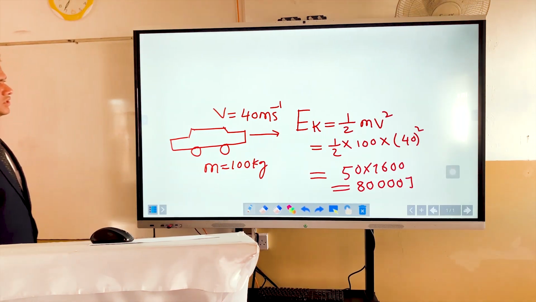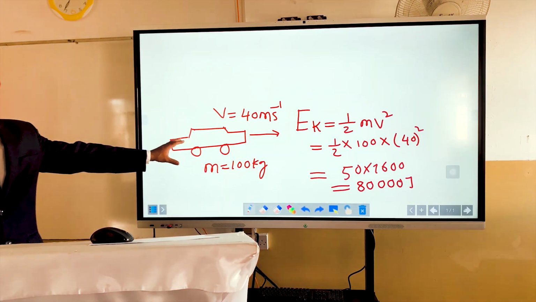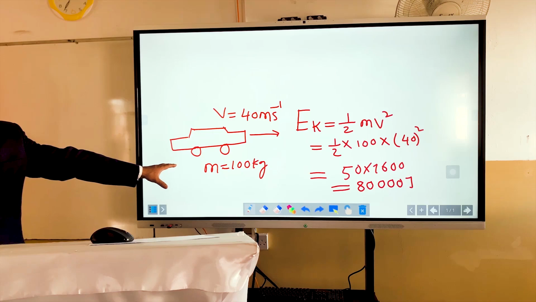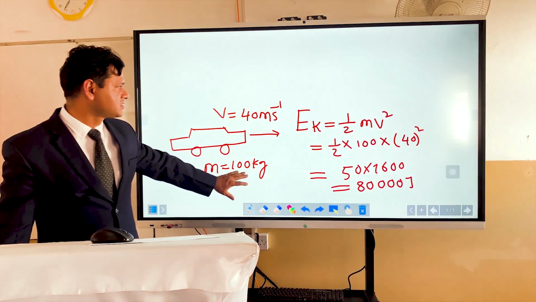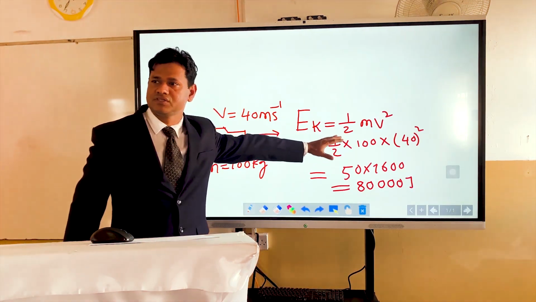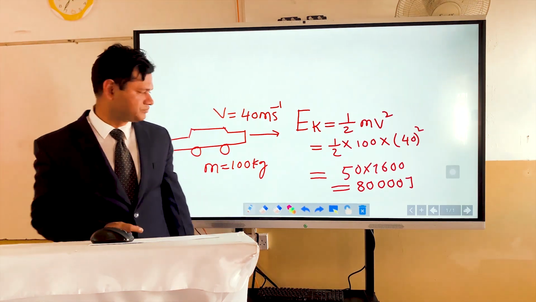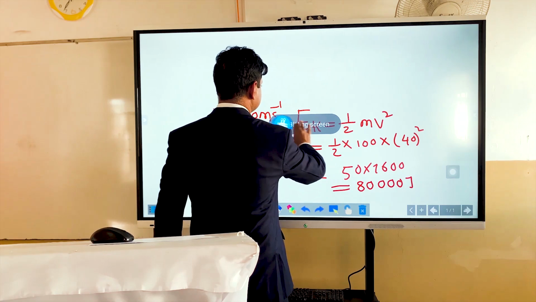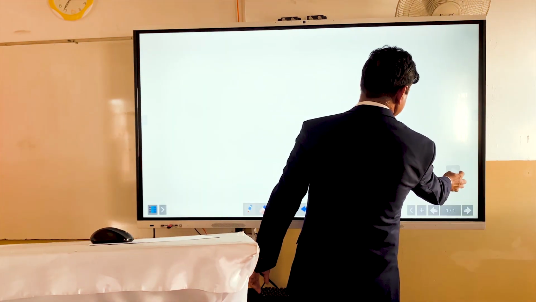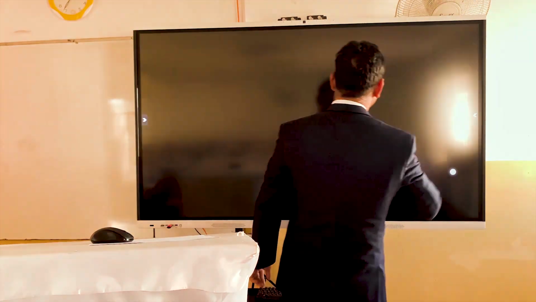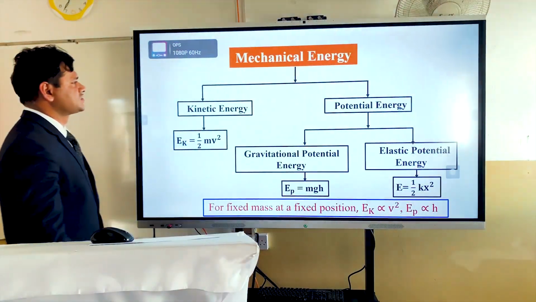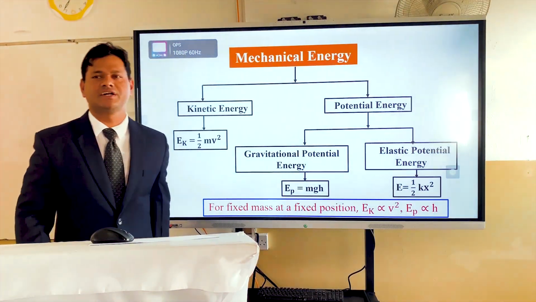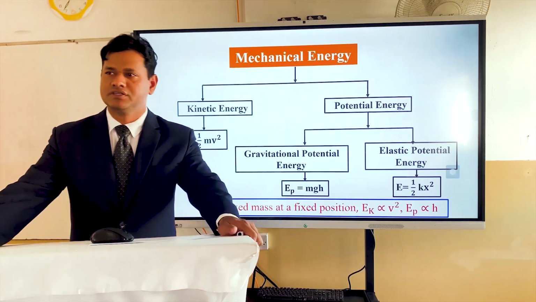Okay? So by using the kinetic energy formula, we can find out the kinetic energy of any object. But if the velocity of the object is zero, then kinetic energy will be zero. Okay. So any problem here? No, sir. Thank you. So next, again, potential energy. What is the potential energy?